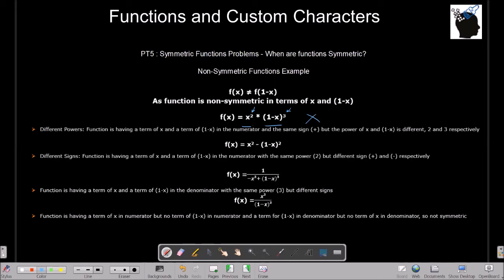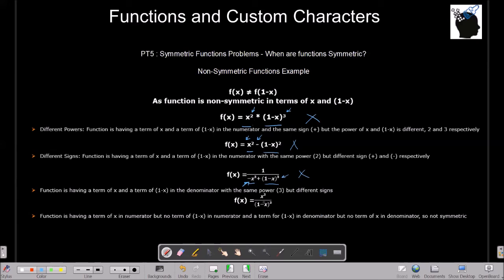The second one, I have a term of x and 1 minus x in the numerator with the same power but with different signs. So this is also not symmetric in terms of x and 1 minus x. The third one, I have a term of x and 1 minus x in the denominator with the same power but with different signs. So this is also not symmetric in terms of x and 1 minus x, and f of x will not be equal to f of 1 minus x.